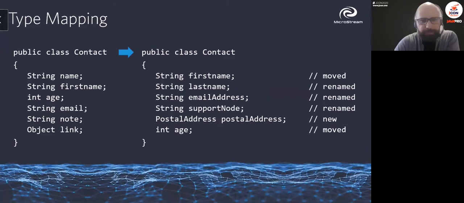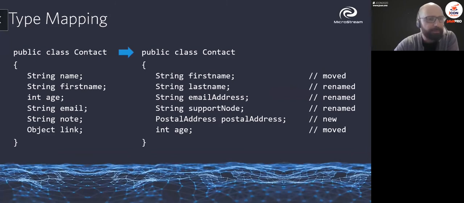One of the most asked questions is, what do I do if my classes change? Do I have to rewrite my storage? Do I have to refactor stuff, or how is it handled? For example, the contact type has a few moved fields or renamed fields, new fields, stuff like that.